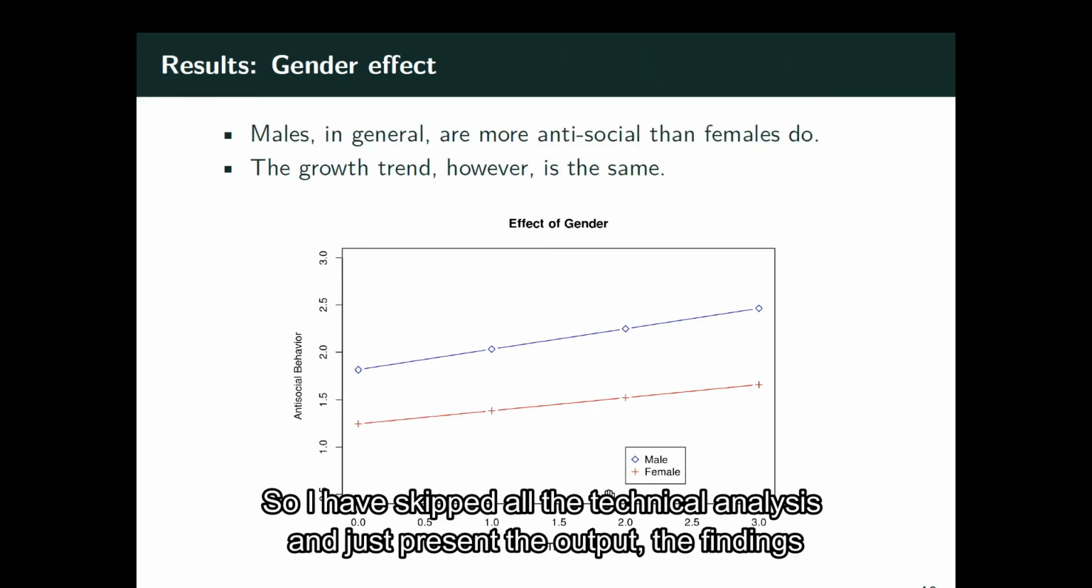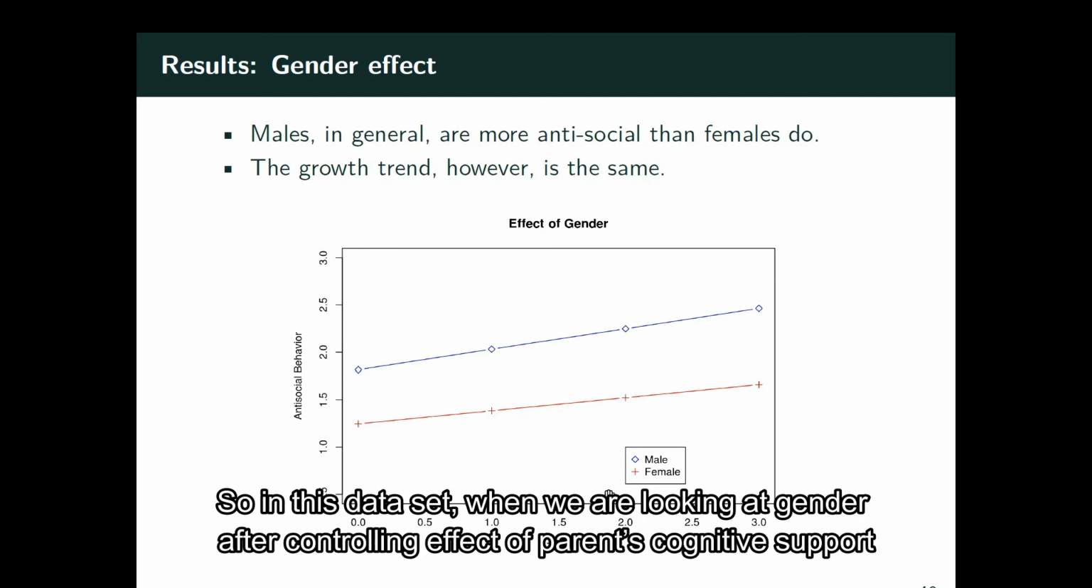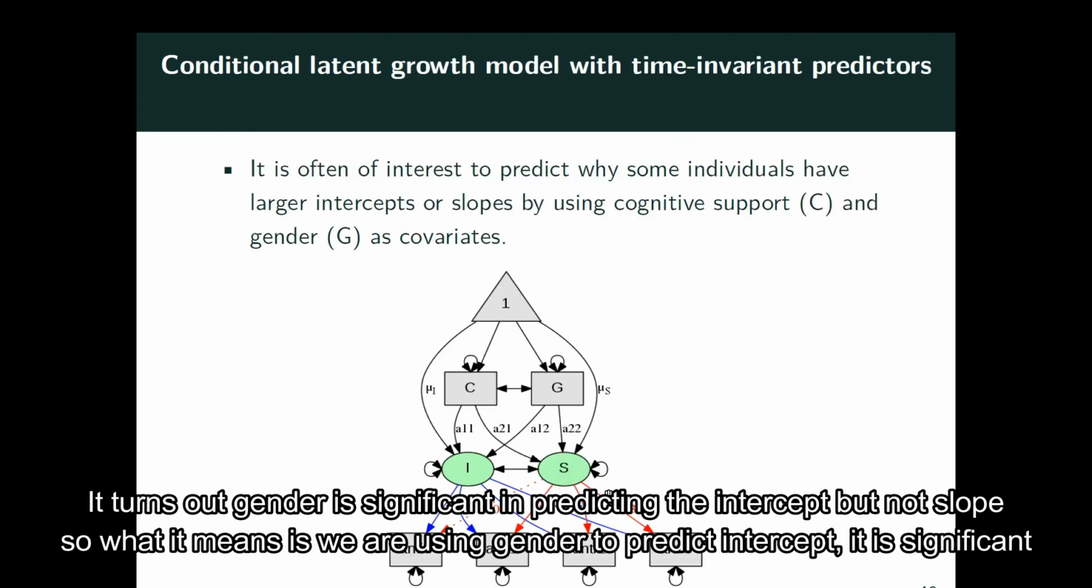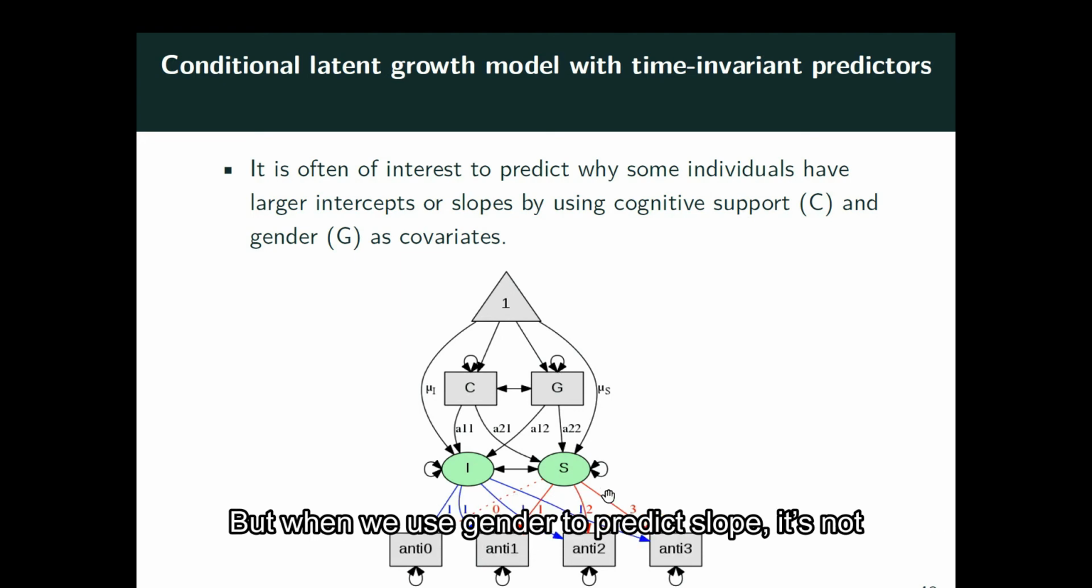So I've skipped all the technical analysis and detail and just present the output, the findings. So in this data set, when we are looking at gender, after controlling parents' cognitive support, it turns out gender is significant in predicting the intercept, but not slope. So what it means is, we are using gender to predict intercept, it is significant, but when we use gender to predict slope, it's not.